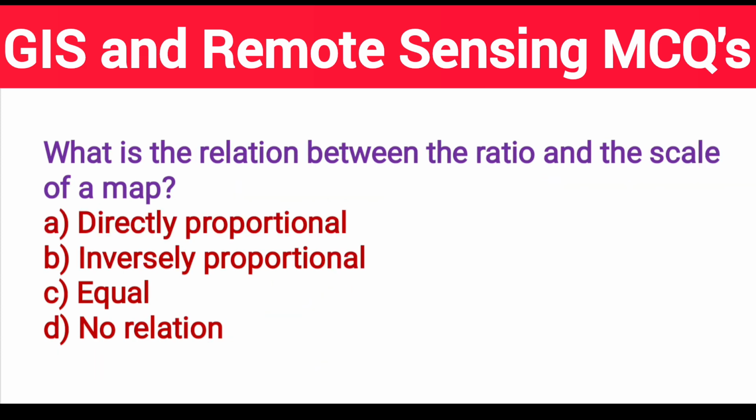Next question, what is the relation between the ratio and the scale of the map? Option A, directly proportional. Option B, inversely proportional. Option C, equal. Option D, no relation. So the relation between the ratio of scale is inversely proportional to the map. So the correct answer is option B, inversely proportional to the map.